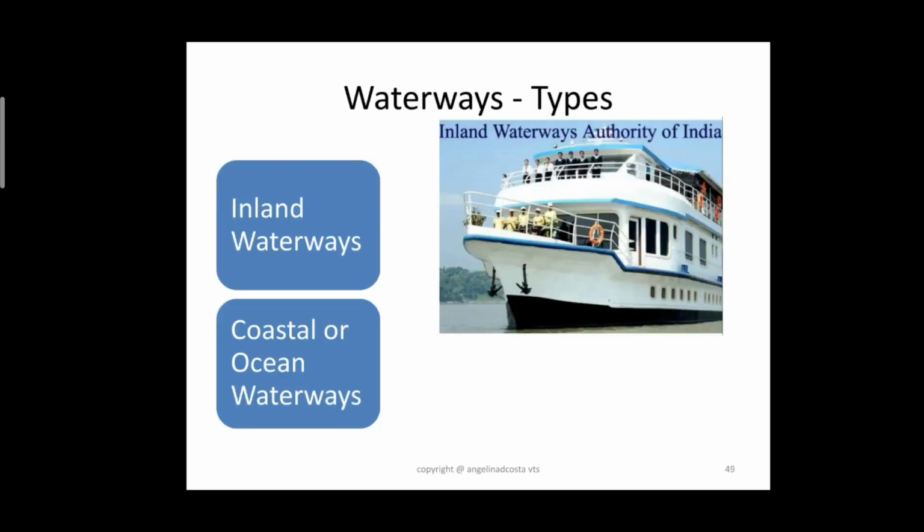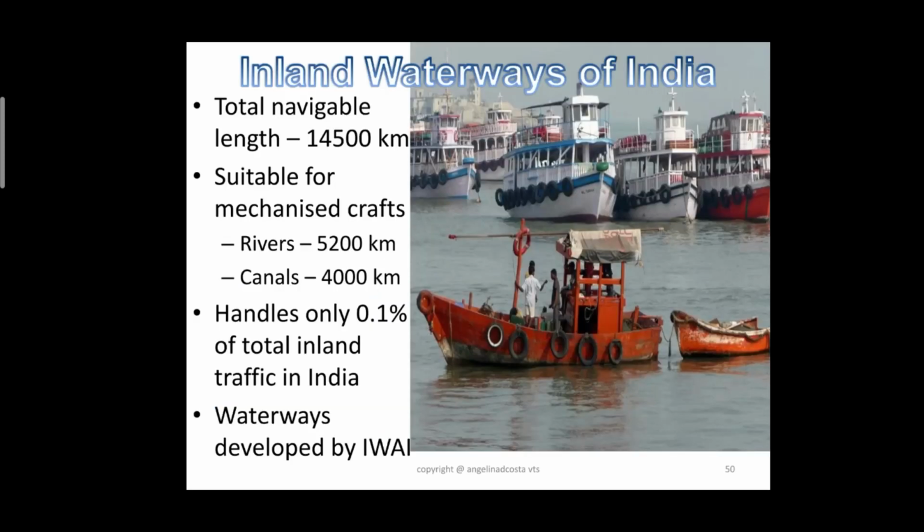Inland waterways include rivers, canals, backwaters and creeks which are deep enough to allow ships and boats to navigate safely. These waterways must also be free of barriers such as waterfalls and rapids. The Inland Waterways Authority has declared three inland waterways as national highways: National Waterway Number 1, NW1, National Waterway Number 2, NW2, National Waterway Number 3, NW3.